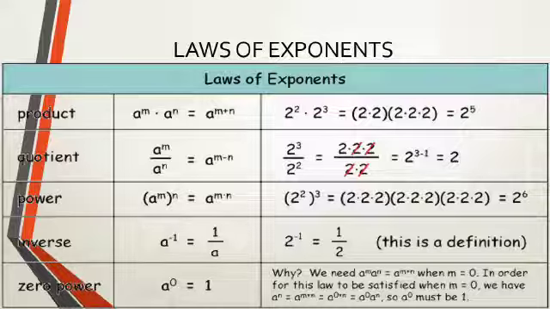Why? We need a^m into a^n equals a^(m+n) when m equals 0. In order for this law to be satisfied when m equals 0, we have a^n equals a^(m+n) equals a^(0+n) equals a^0 into a^n. So a^0 must be 1.